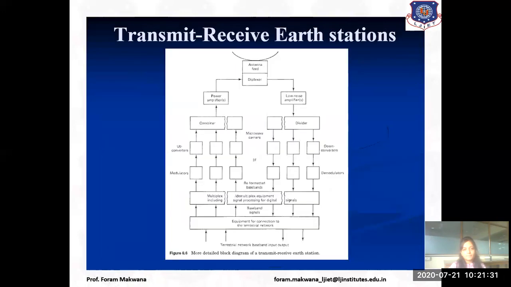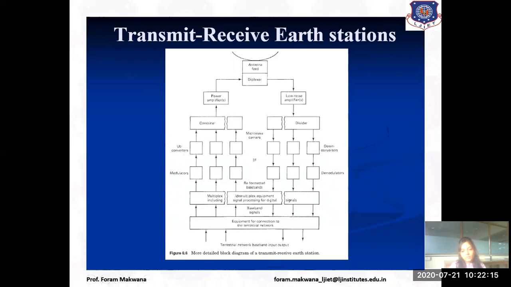Okay, now this is the more detailed block diagram of the transmit receive earth station. Over here you can see that this is the antenna, this is the duplexer, this portion is for the transmitter, this portion is for the receiver. Over here you can see that this is the up converter. The transmitter consists of power amplifier, combiner, up converter, modulator, multiplexer, and the baseband equipment, or you can say equipment for connection to the terrestrial network.